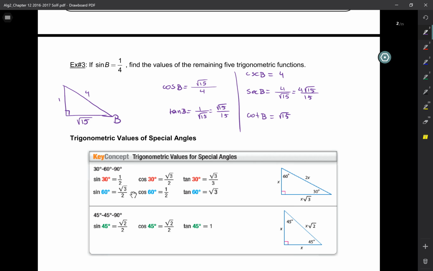So we have cosine, tangent, cosecant, secant, cotangent. Cosecant is 1 over sine, and since sine is 1 over 4, then cosecant will be 4 over 1. Okay?